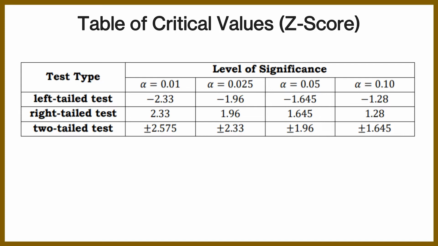Level of significance of 0.05. In left tail test, negative 1.645. In right tail test, positive 1.645. And then in two tail test, we have positive or negative 1.96. And then in the level of significance of 0.10, in left tail test, we have the critical value of negative 1.28. Right tail test, we have positive 1.28. And then the two tail test, we have positive or negative 1.645.